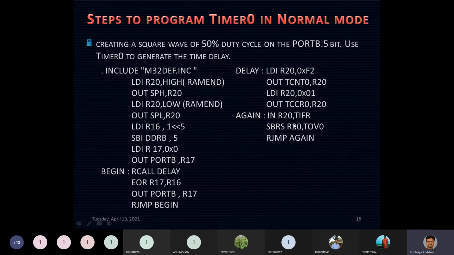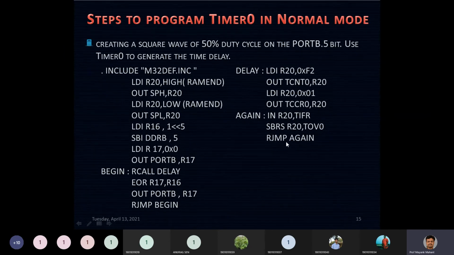Just think about that. At the first clock, this content will become F3, then F4, then F5, F6, 7, 8, 9, A, B, C, D, E, and F exactly after 10 clocks. So up to 10 clocks, your CPU would be in this loop. Every time it will input the value of TIFR, check the TOV, and as the TOV is 0, it will jump back over here. The 10th clock will give you FF, and at the 11th clock the TOV flag would be raised.